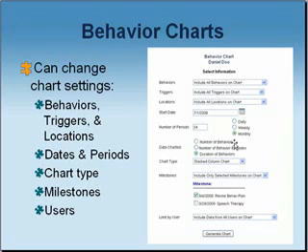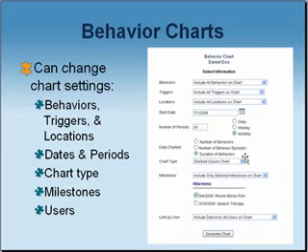You can look at either the number of behaviors, the number of behavior episodes, or the duration of behaviors. So how many minutes did the student exhibit the different behaviors? The default format for behavior charts is a stacked column chart, and I'll show you in a second.